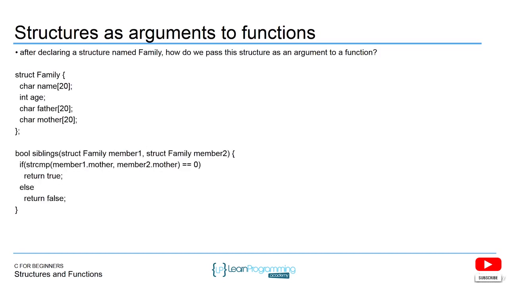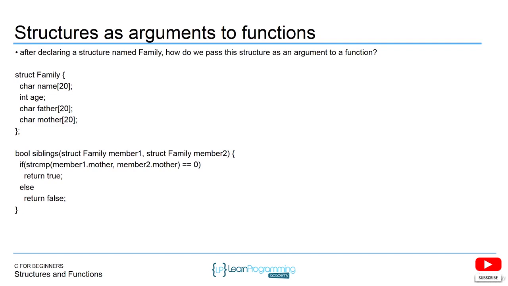So we have this structure called family. We have a bunch of character arrays in here, name, father and mother, and then we have an int age. That's our structure definition. We know it's a structure because the struct keyword is there, followed by the tag name. We have our curly braces and so forth. Now, how do we actually pass that structure to a function called siblings?